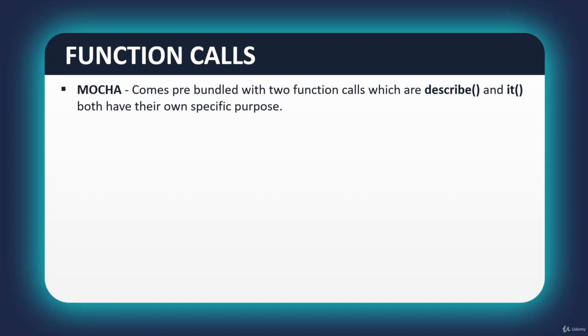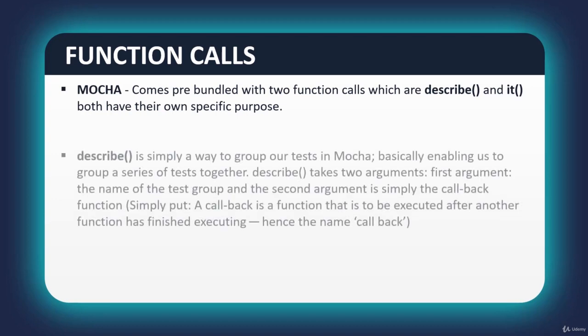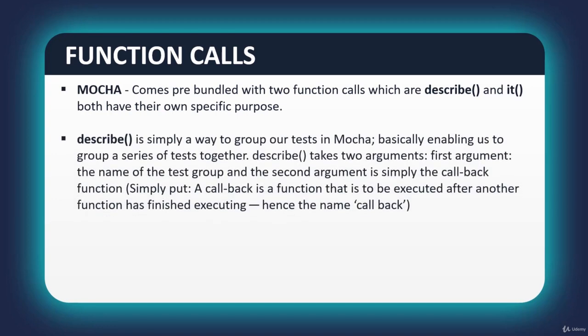Mocha comes pre-bundled with two function calls, which are describe and it. Both have their own specific purpose. So describe is a simple way to group our tests in Mocha, basically enabling us to group a series of tests together. Describe takes two arguments. The first argument is the name of the test group, and the second argument is simply the callback function.